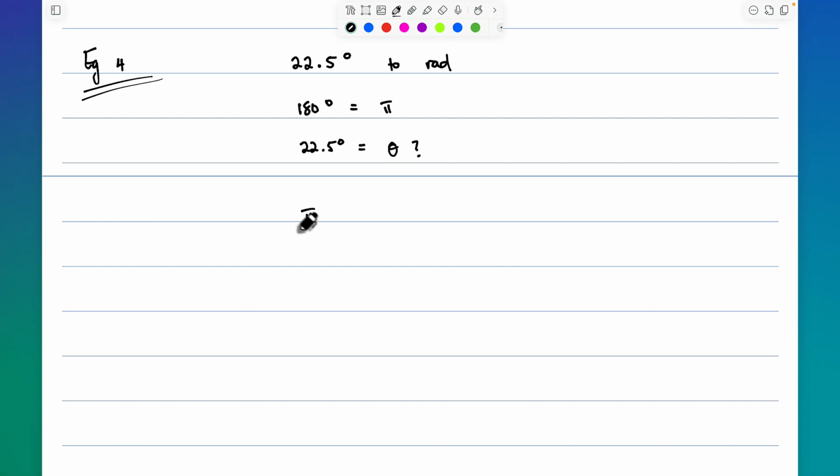The ratio of your radians to your degrees for this one should be the same as your ratio of radians to degrees for that one. Multiply by 22.5 on both sides. It's going to cancel over here. And then on this side, you're going to have 22.5 multiplied by pi over 180. So I'm going to switch them again. So pi is equal to 22.5 multiplied by our conversion, which is pi over 180.